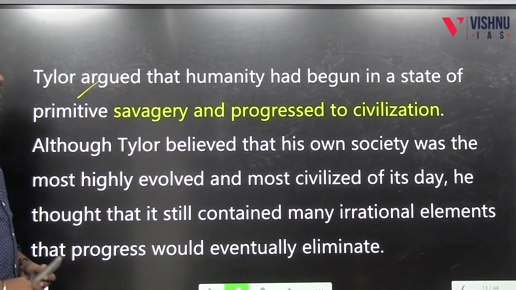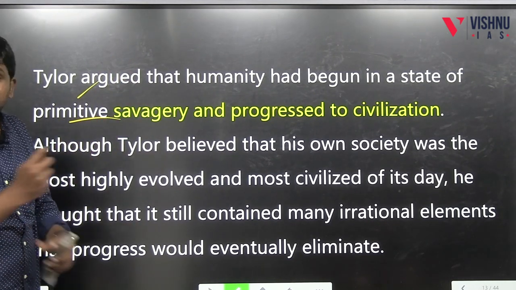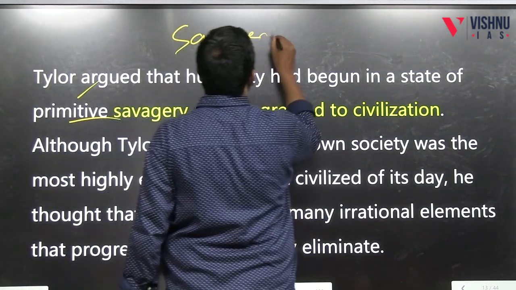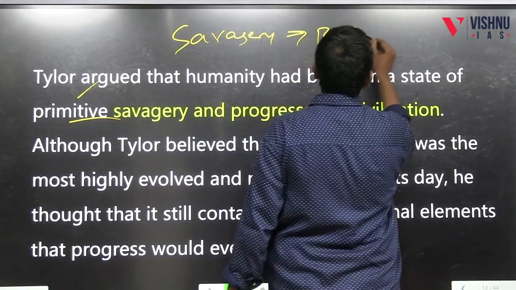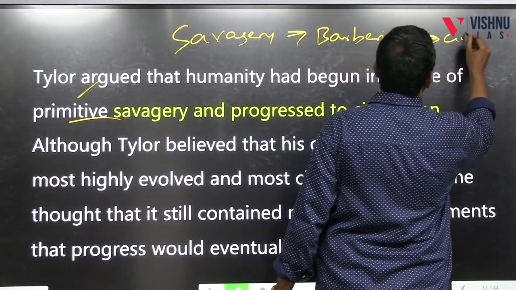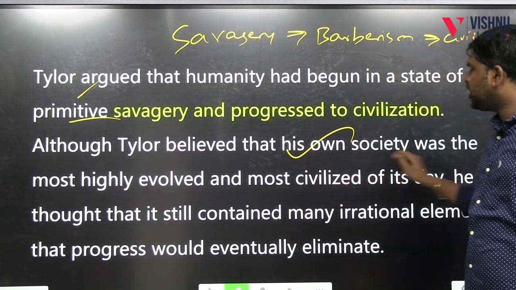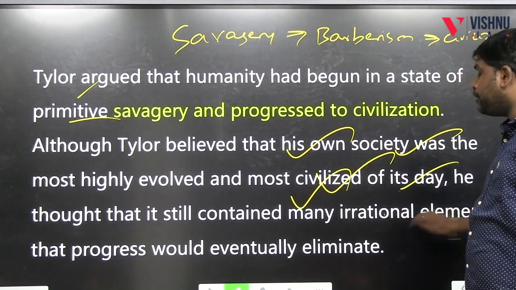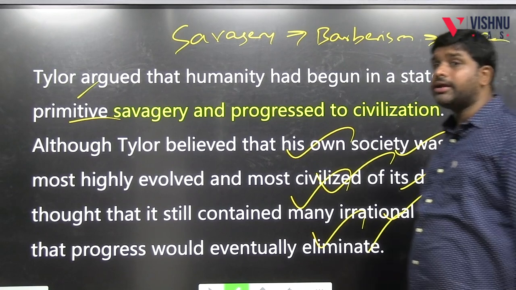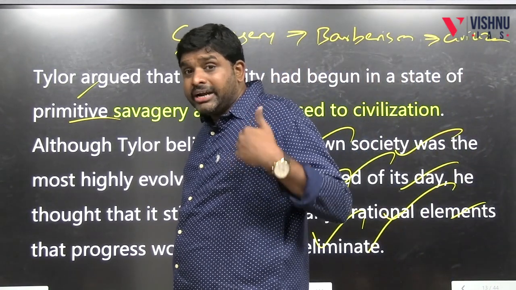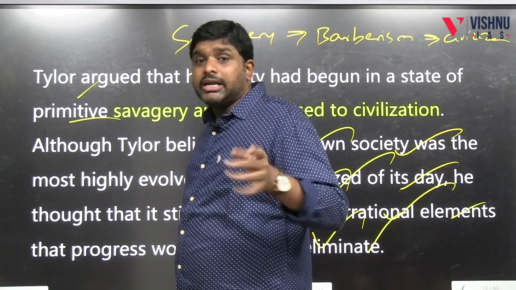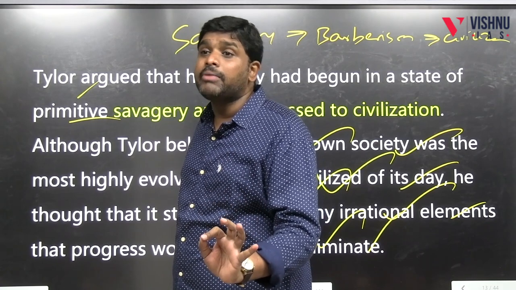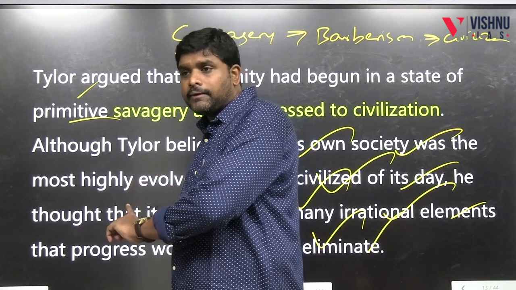Taylor argued that humanity had begun in a state of primitive savagery. So man has evolved from what? Savagery, progressed to civilization. Everyone told the same or not? These people, barbarism to civilization. Although Taylor believed that his own society was the most highly evolved and most civilized of its day, he thought it still contained many irrational elements that progress would eventually eliminate. He told, my society, British society, is one of the evolved societies, but however, there are some irrational elements in our American society or our British society also. Who told? E.B. Taylor.